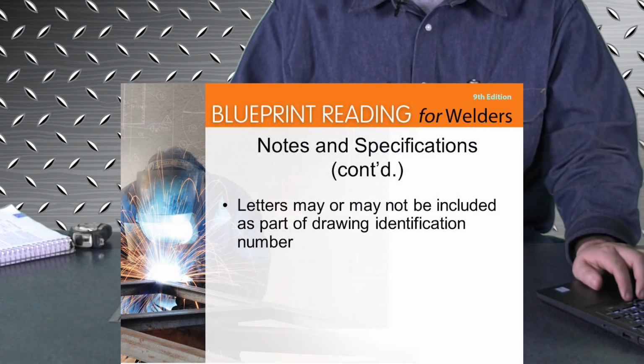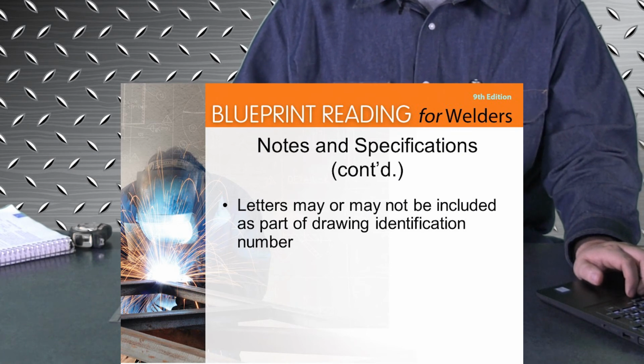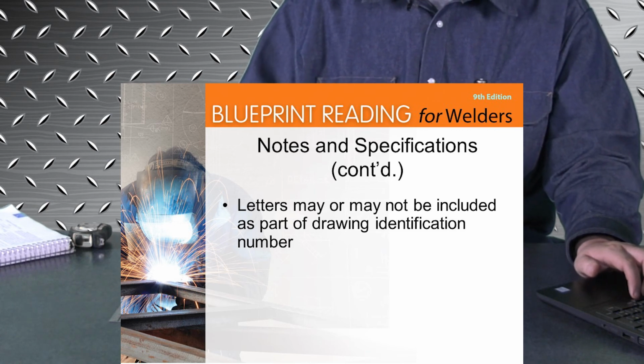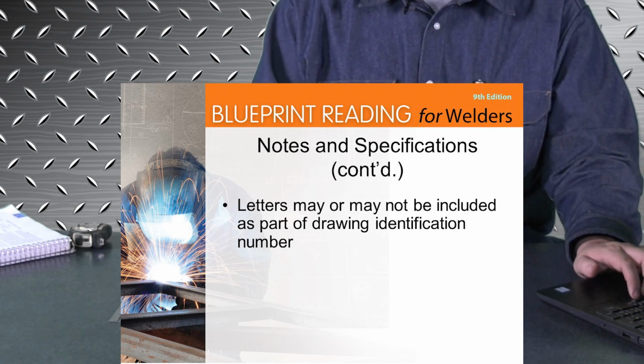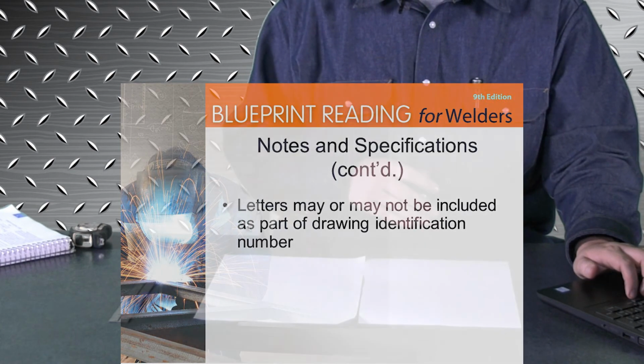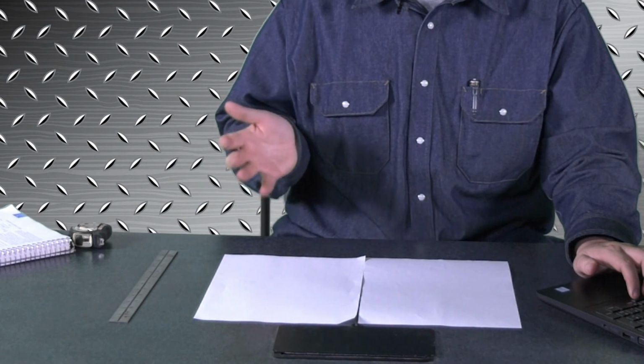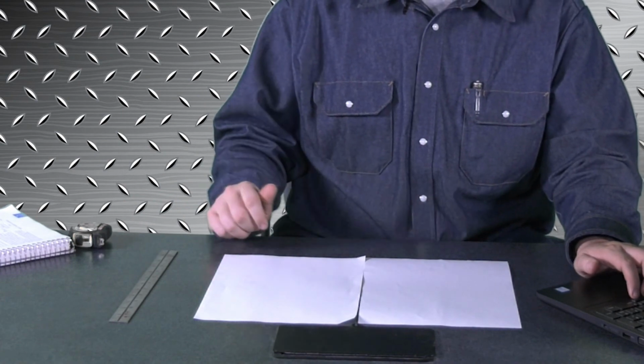All right. Letters may or may not be included as a part or drawing identification number. This just comes down to what the company has chosen to do. We can either identify drawings through numbers or we can identify drawings through letters. Now, they can also identify them through names, but they'll either have one or the other, so you can use either identification system, numbers or letters.